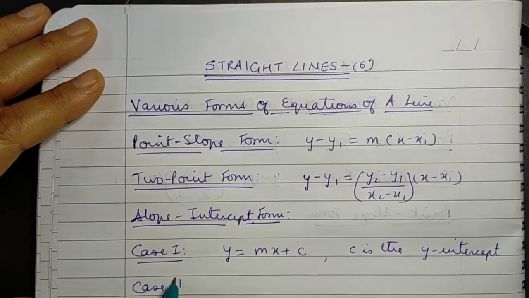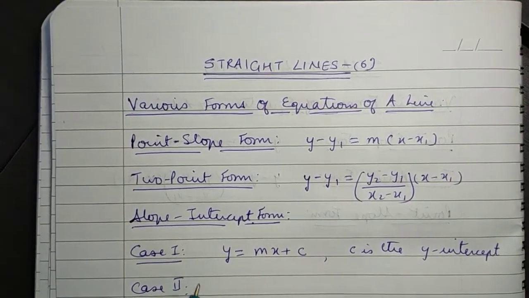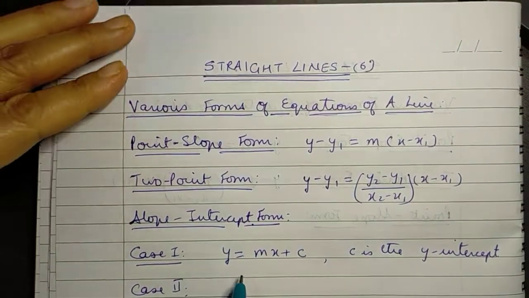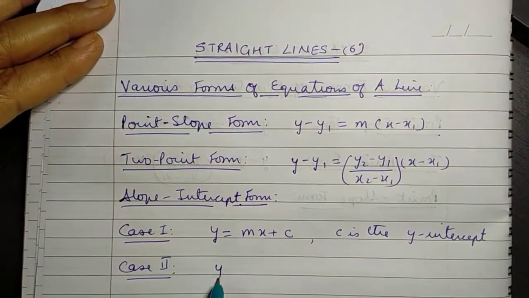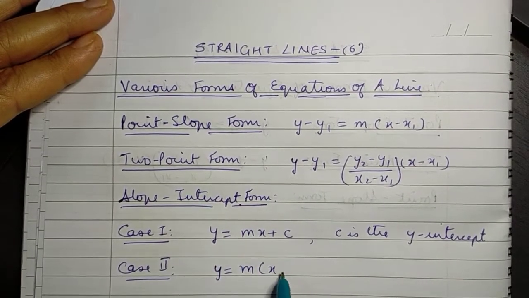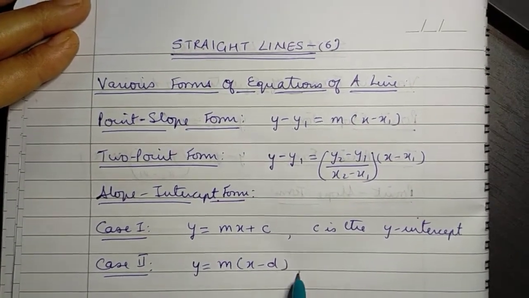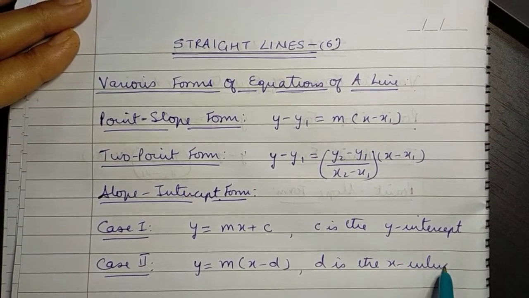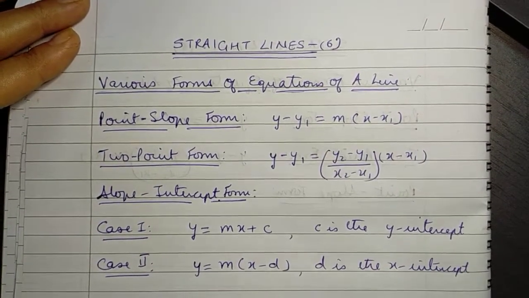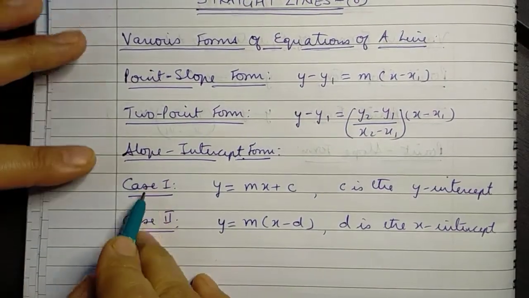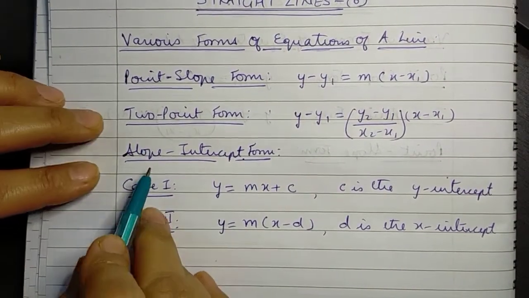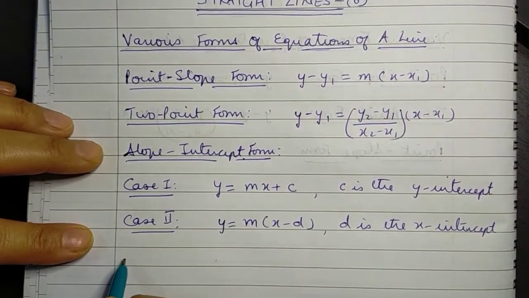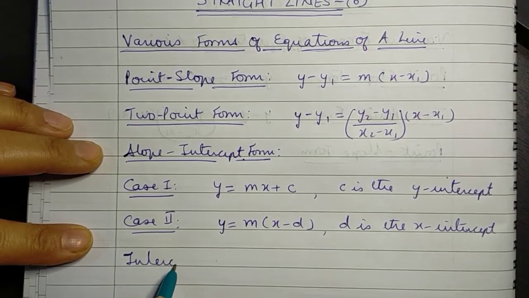And case 2 is when the slope and the x-intercept is given to us, and the equation is y equal to m times x minus d, where d is the x-intercept. The fifth category was the intercept form.